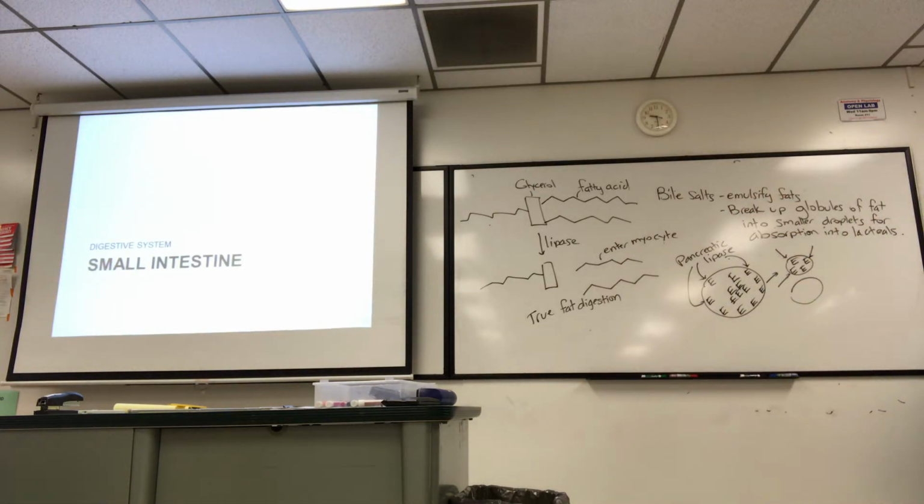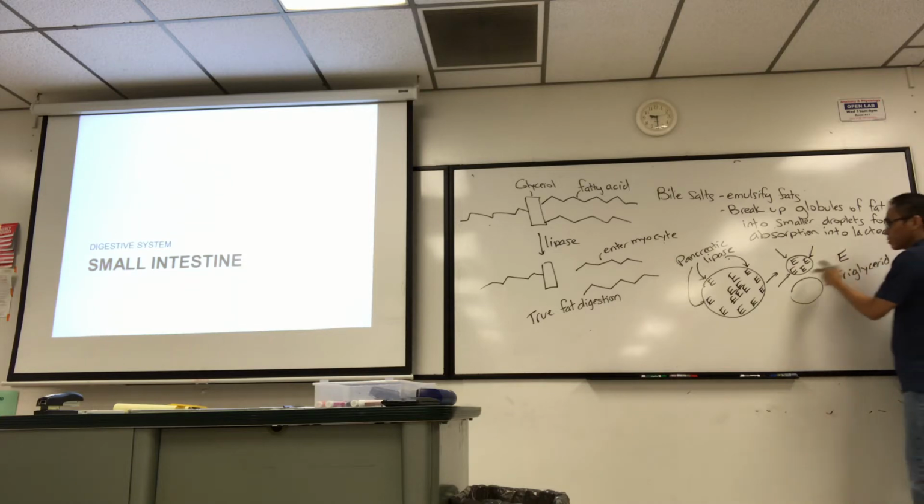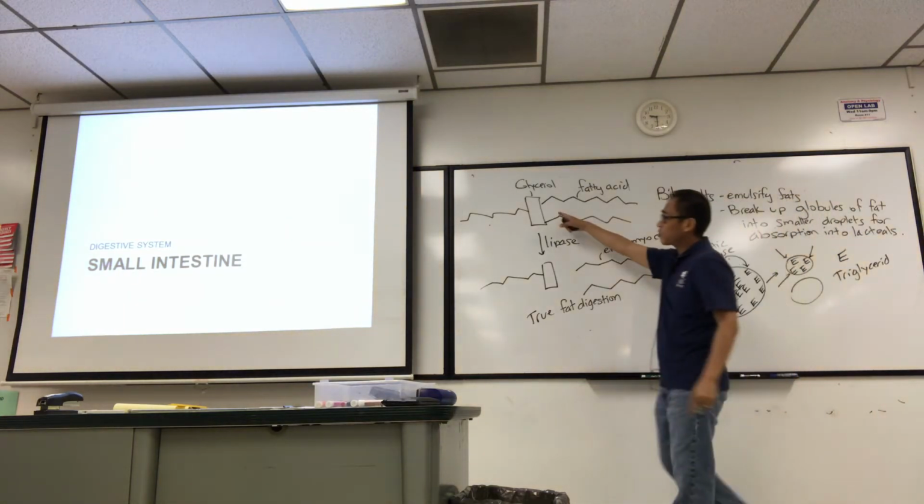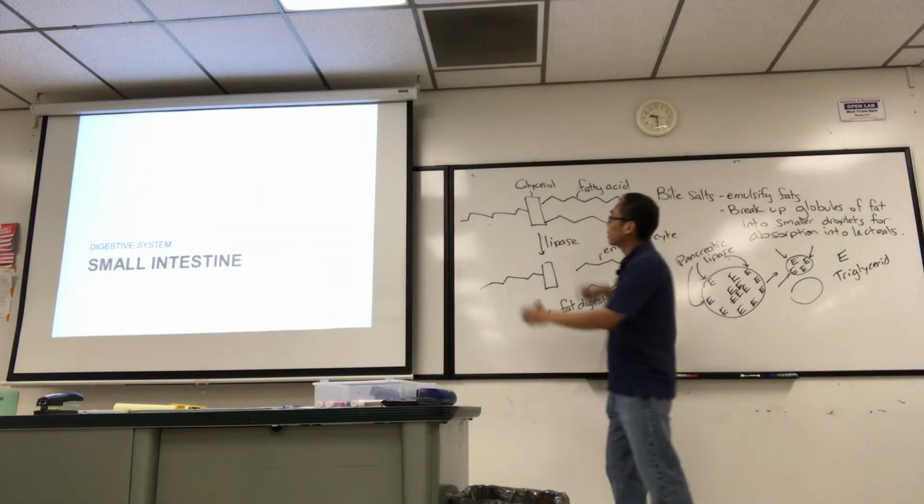All right, so I'm going to move away from liver, and I'm going to talk about small intestines. Any questions about the bile salts or liver? Yeah? What does the E represent again? Is that pancreatic or did you say that was straight? The E represents triglyceride in my drawing here. I drew it different over there. Here, this is a triglyceride too, just drawn differently.